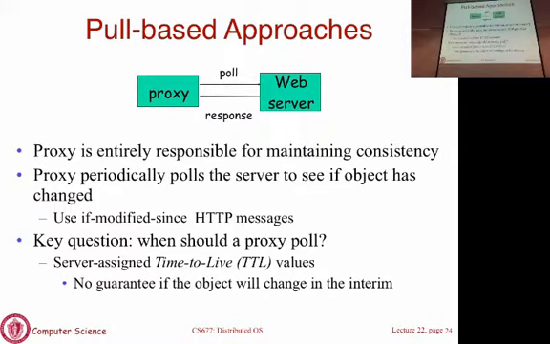So the simple way to poll is, when you retrieve the content from the server, you simply send a conditional GET to the server. If the page has changed since that time, you'll get a new version. If not, it will basically say you have the same version, so I'm not going to send you the same thing again. So that's one way you can implement polling using HTTP.